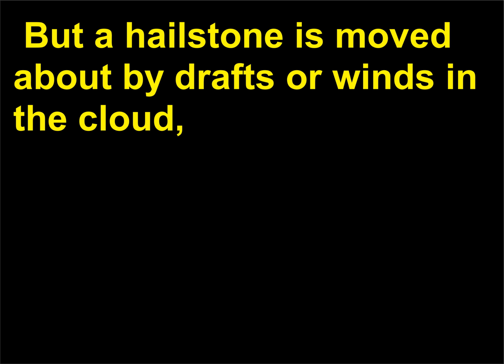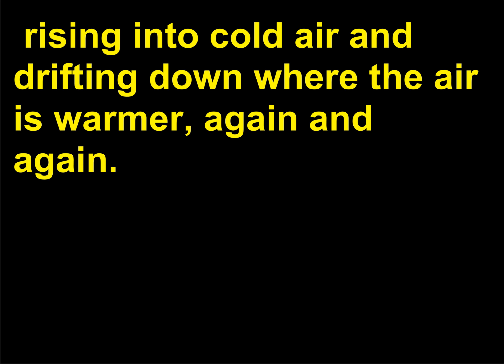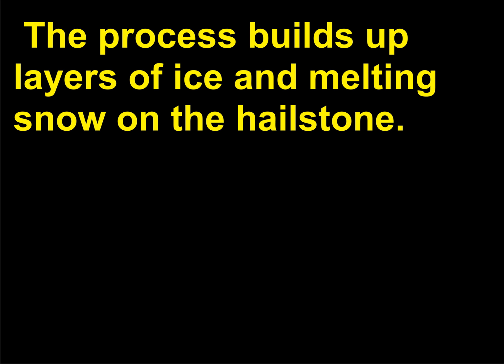But a hailstone is moved about by drafts or winds in the cloud, rising into cold air and drifting down where the air is warmer, again and again. The process builds up layers of ice and melting snow on the hailstone.